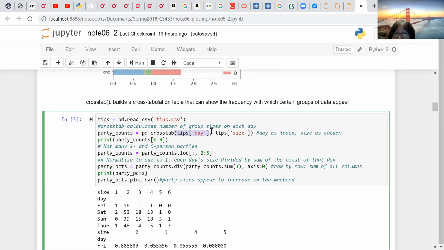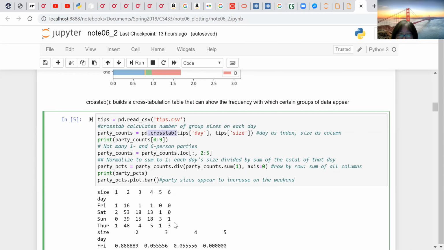it's going to pick two columns: the day column, like Monday, Tuesday, Wednesday, and the size column, meaning how many people in one group go to that restaurant. So we're just going to pick those two columns from the data set, and then you apply the crosstab function to those two columns of data.